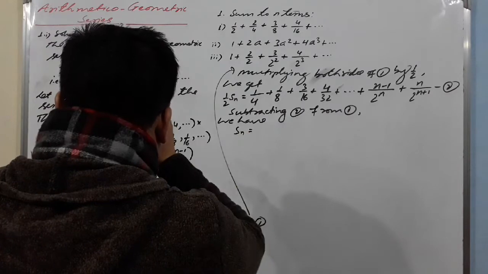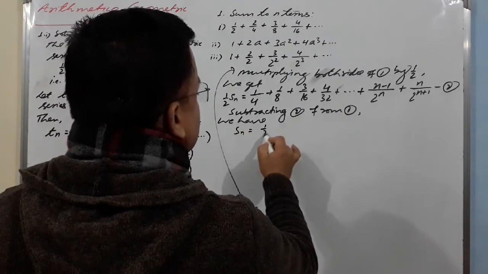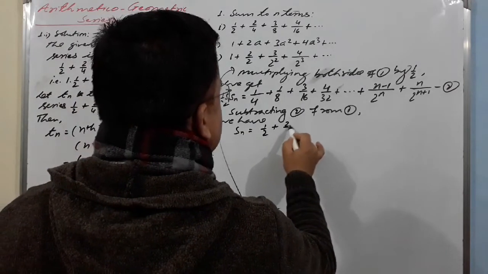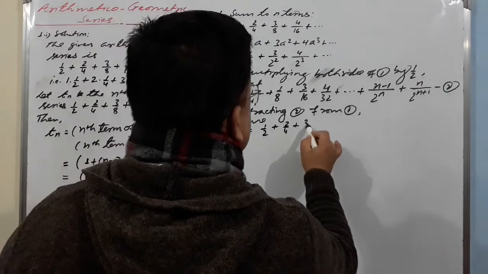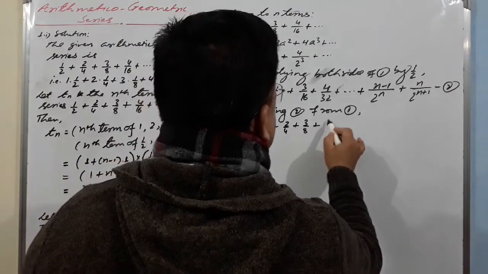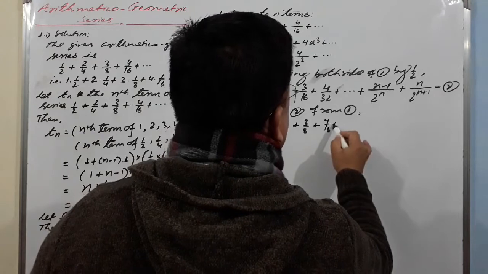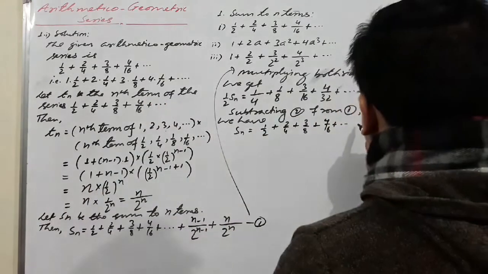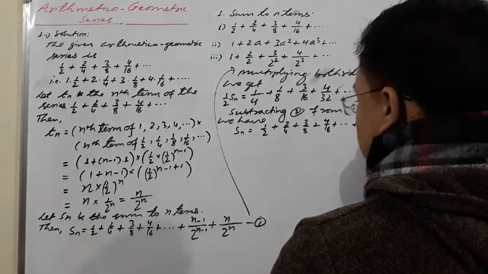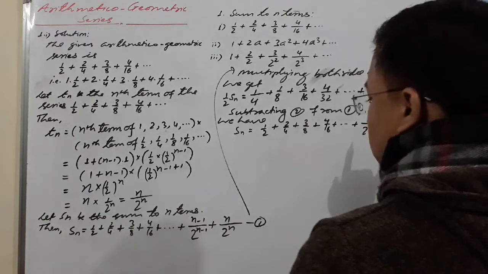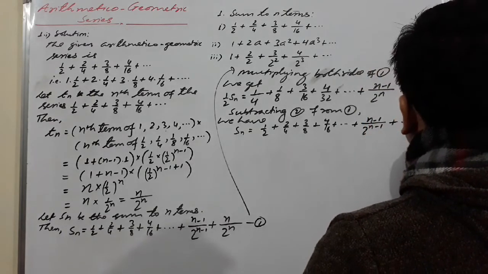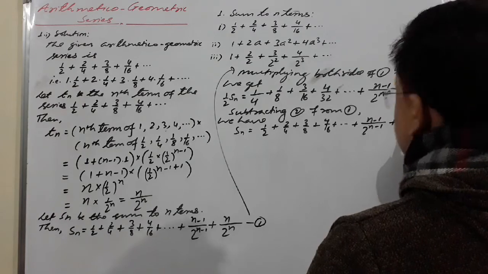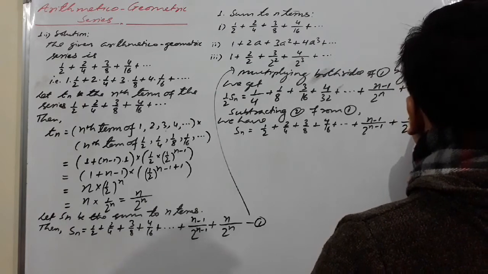Sn = 1/2 + 2/4 + 3/8 + 4/16 + ... + (n-1)/2^(n-1) + n/2^n.